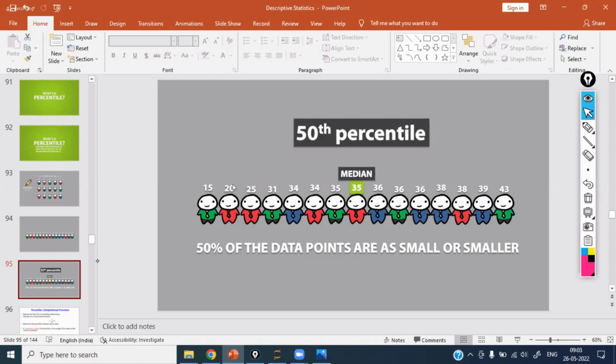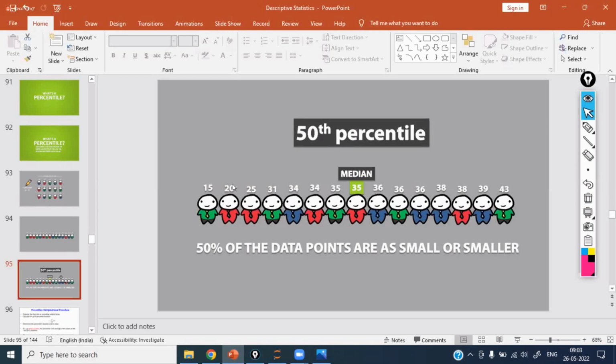25 percentile means 25% of the data points are below you. 30 percentile means 30% of the data points. 40 means 40% of the data. 50 means 50% of the data. 80 means 80% of the data. Whatever the percentile you are saying, that much of the data is below you.